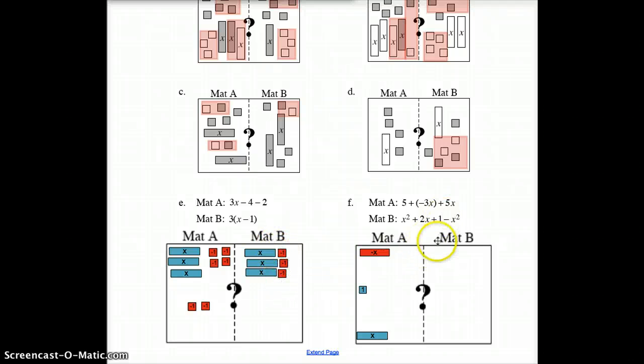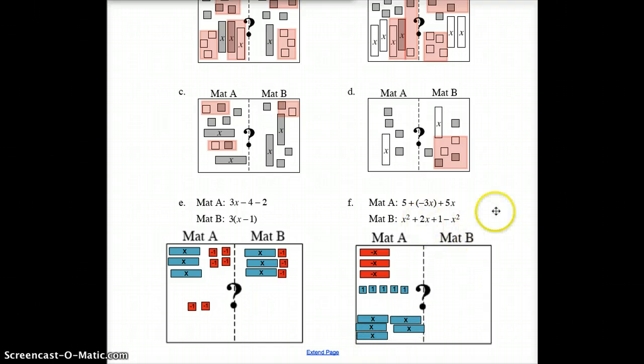All right, you should have already built this one over here. On this, we'll build the mats first. So this one over here, I should have negative 3x, 2, 3. I should have had a positive 5, 2, 3, 4, 5. And then I should have had a positive 5x. 2, 3, 4, 5.